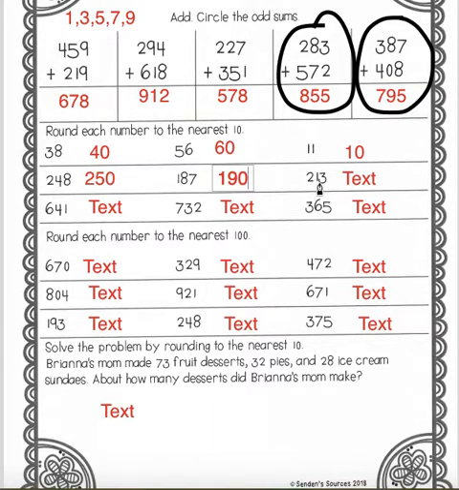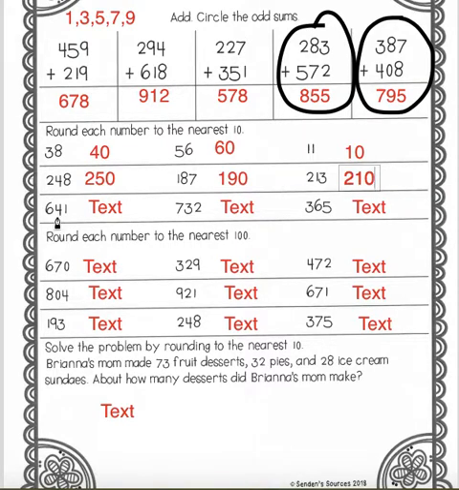213, we have a 1 in the tens place. We have a 3 to the right of it. That is less than 5, so this 1 will stay the same. The 2 stays the same. It is to the left of the rounding place. The 1 stays the same, and the 3 becomes a 0. So 210. Here we have 641.